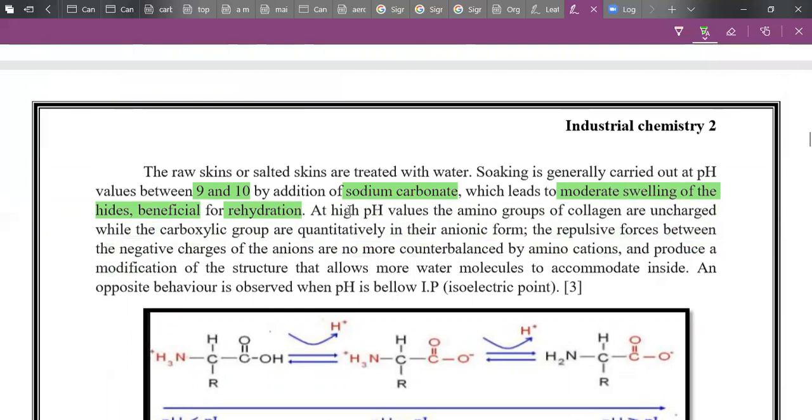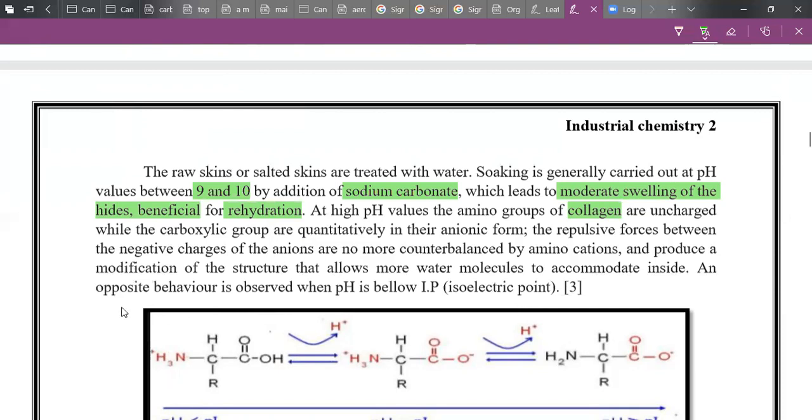At high pH, the amino group of collagen is an essential protein. Collagen is a protein which is essential for leather production. At high pH, the amino groups of the protein are uncharged and the carboxylic groups are quantitatively in their anionic form. The repulsion force between the negative charges of the anions is no longer counterbalanced by the amino cations and produces a modification of structure that allows more water molecules to accumulate inside.